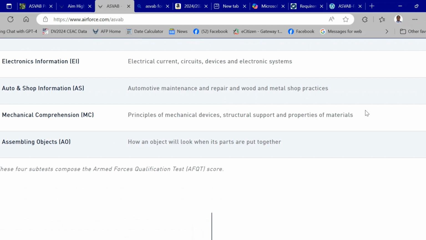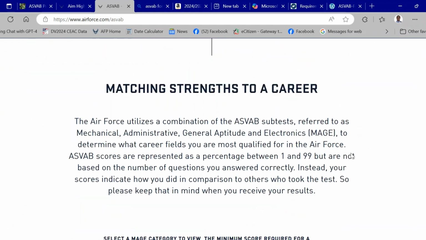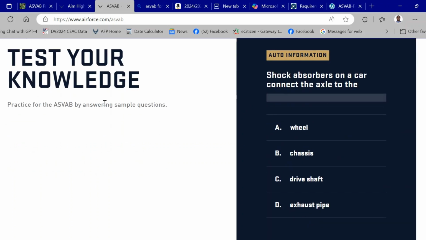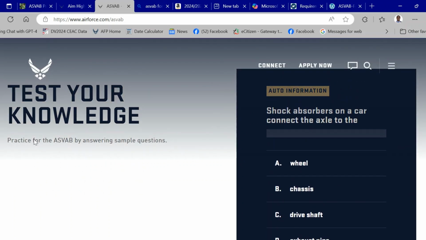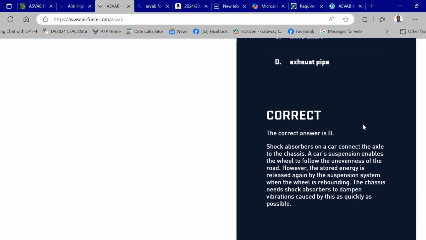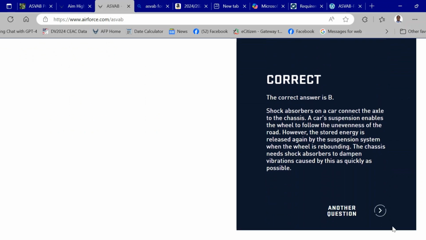Then if you scroll down here, you will find the sample test for the ASVAB. You see? Test your knowledge. Practice for the ASVAB by answering sample questions. This question, for example, is coming from auto information. It says: shock absorbers on a car connect the axle to what? For me, it's the chassis. Let's see. Then submit. Correct. And then you can go to the next question.